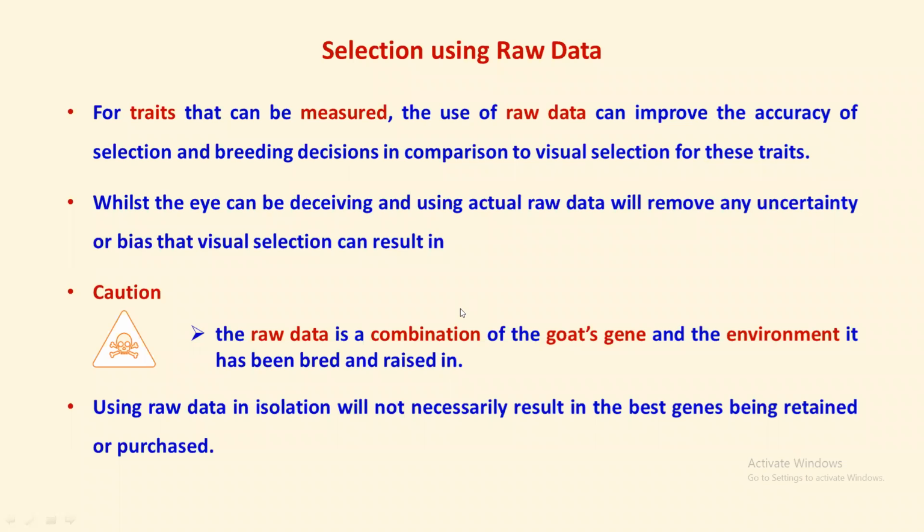If you use the raw data as such without balancing the environmental factors, then your data will be biased, because you have selected the milk production trait in your farm where the managemental condition is very good. Now based on these traits, you have selected the animal and you have sold it to another farm, but in that farm the managemental condition is not so good, so there will be a biasness, right? So before taking the conclusion based on raw data, you have to remove this environmental variation.